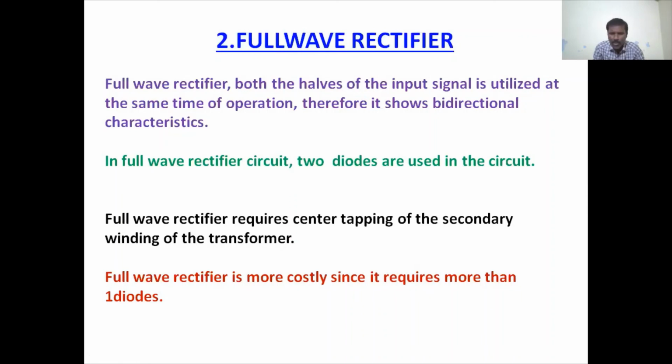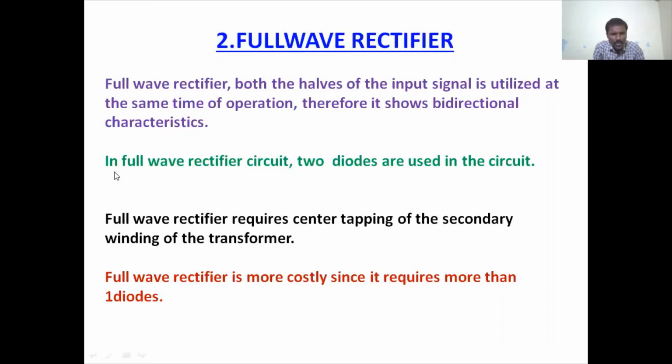When the positive half cycle reaches the D1 diode, the negative half cycle reaches the D2 diode. Due to the center tapping of the transformer, the negative cycle also converts into a positive cycle, and diode D2 also becomes forward biased, and the output of both cycles is collected at the load resistance.